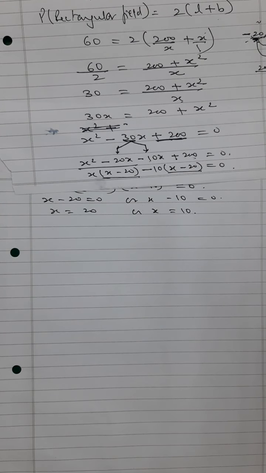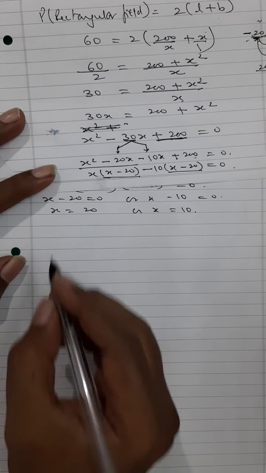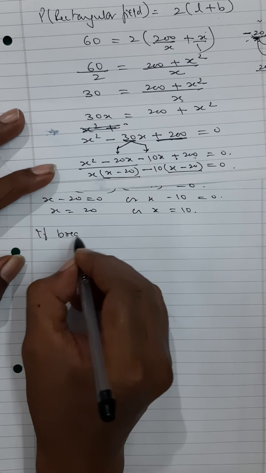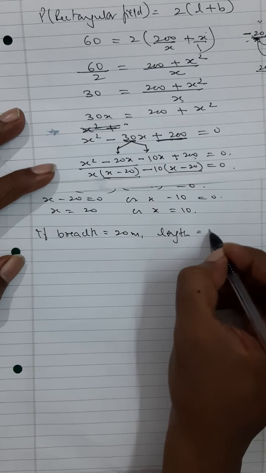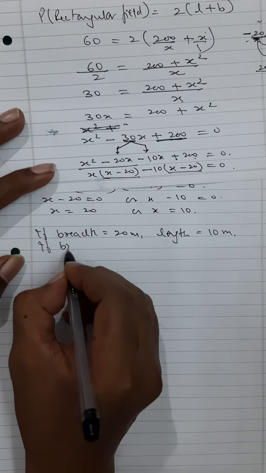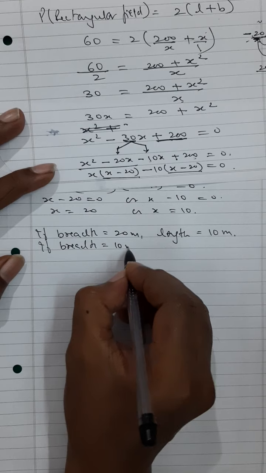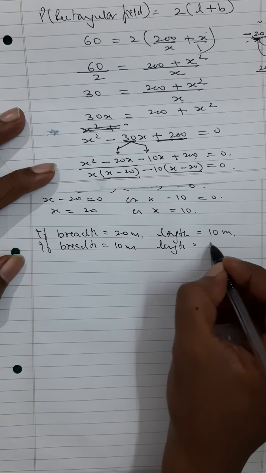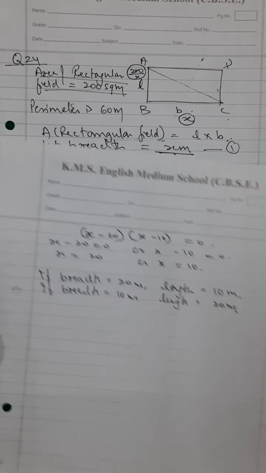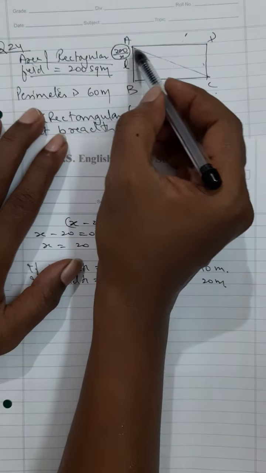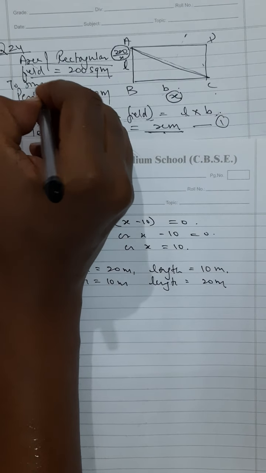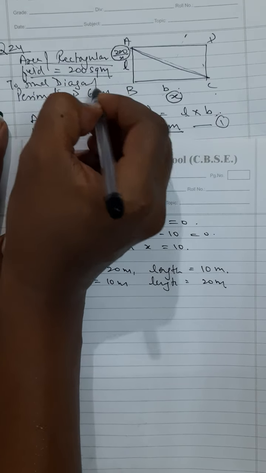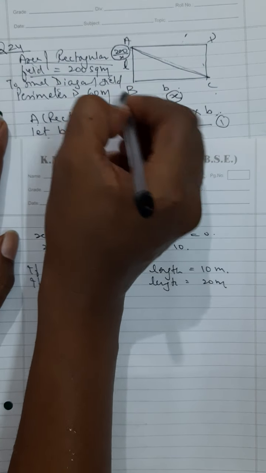So you have got two values of breadth. If breadth is equal to 20 meter, length is equal to 10 meter. If breadth is equal to 10 meter, length is equal to 20 meter. This you have got. What are they asking you to find? They are asking you to find the diagonal AC of the rectangular field.